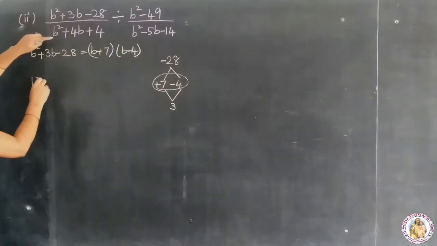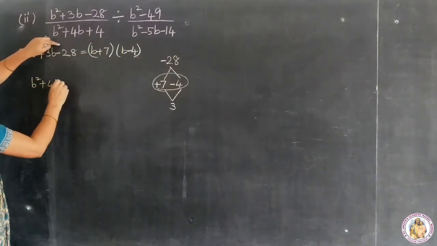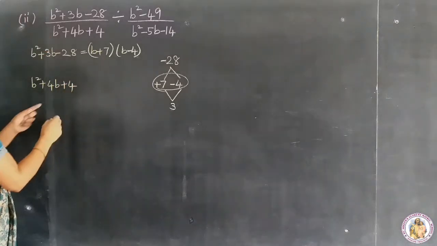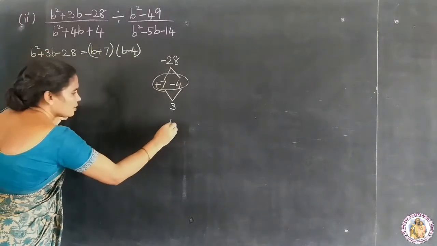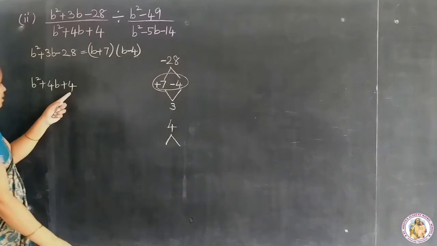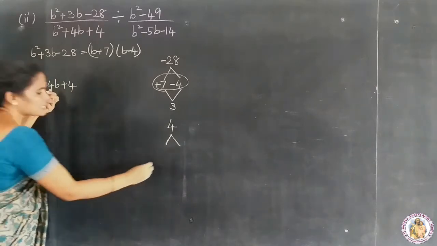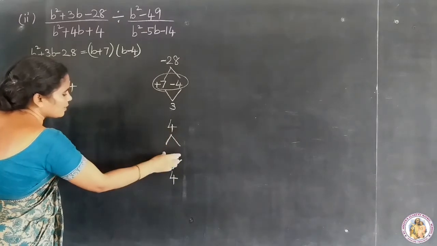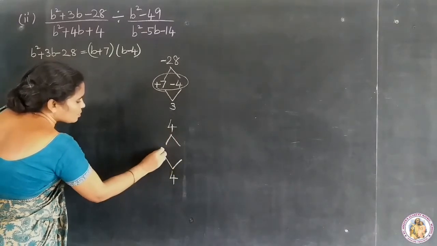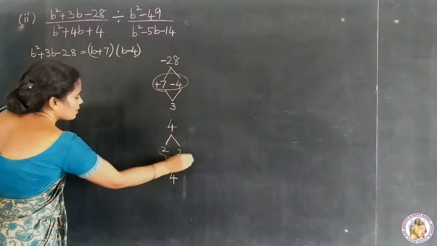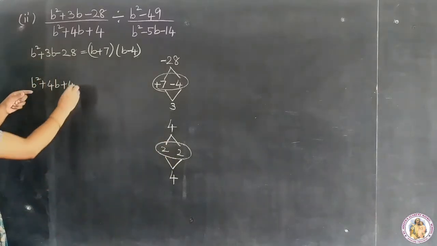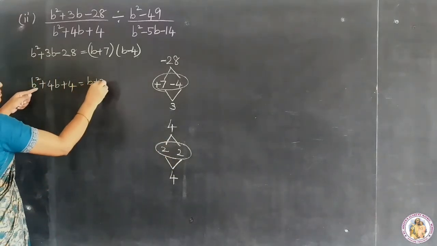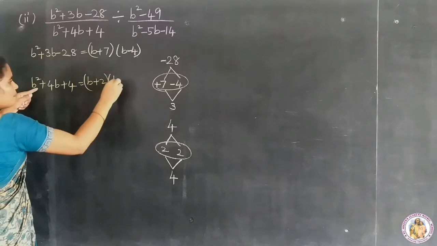Okay, b square plus 4b plus 4. So now find factors for 4. We must get 4. If you multiply, we must get plus 4. If you add, we must get plus 4. So 2 2s are 4. Plus 2 and plus 2 are the factors. So b plus 2, b plus 2.